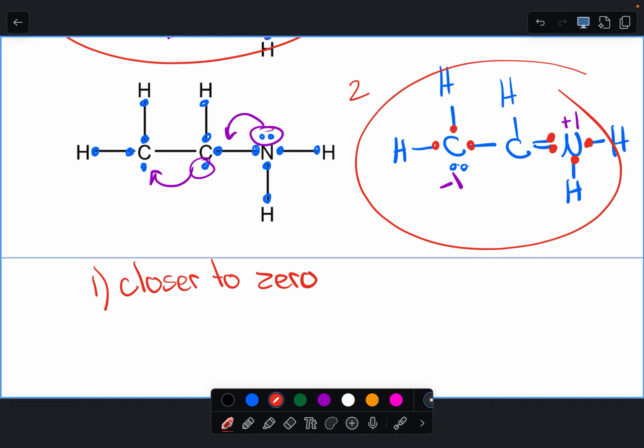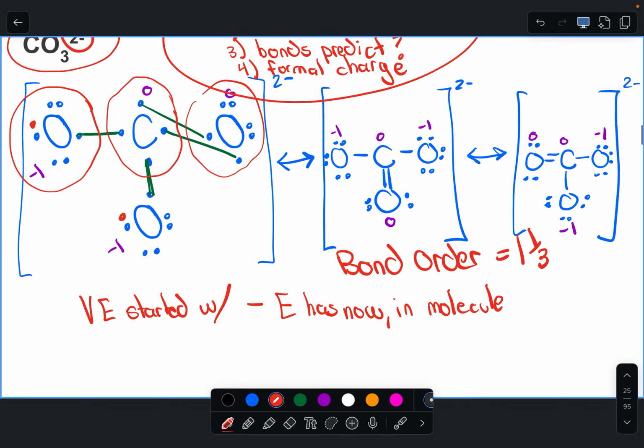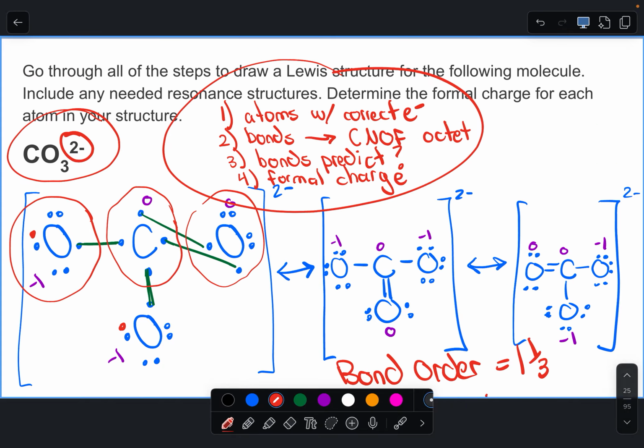I'm talking about each individual atom, not the sum. The sum of them has to be 0 because this is not a charged species, not a charged molecule, but each individual one is closer to 0 in that first structure. They're equal to 0, okay? If you have to have non-zero, so there will be times like the carbonate, right? Like this one we just did, where we have to have non-zero formal charge because the molecule has charge. It has a 2- charge, so we're going to have to have some amount of formal charge on there.